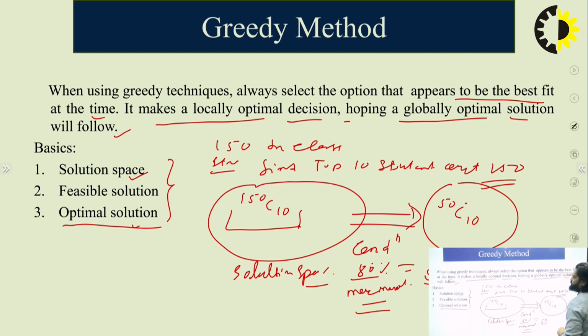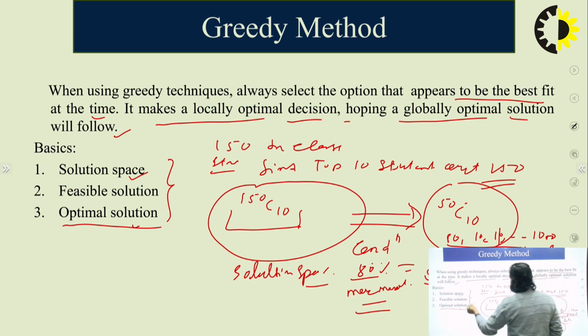After we obtain the feasible solution, we optimize the problem. Now the optimal solution: out of the 50, assume there are 10 C 1, 10 C 2, 10 C 3, and so on. That is the feasible solution here. Now the optimum solution is only one student in the top 10, 10 C 1. That is one feasible solution, the optimum solution out of 50 C 10. That's the optimal solution. Those are the basic terms we discussed.